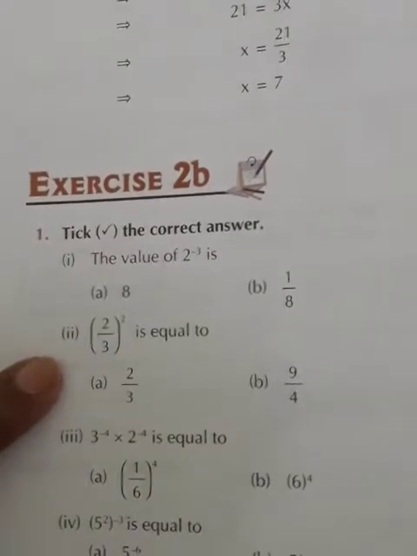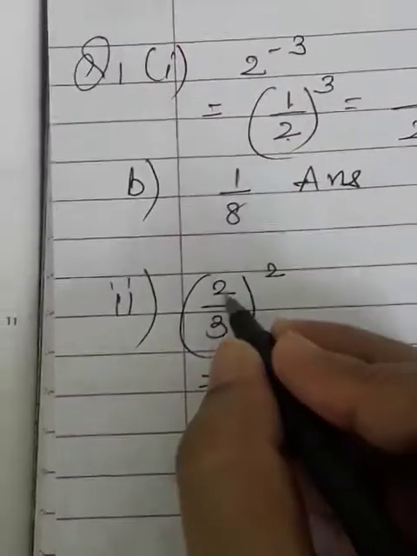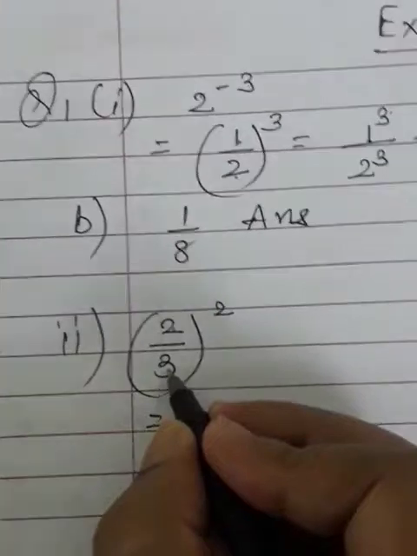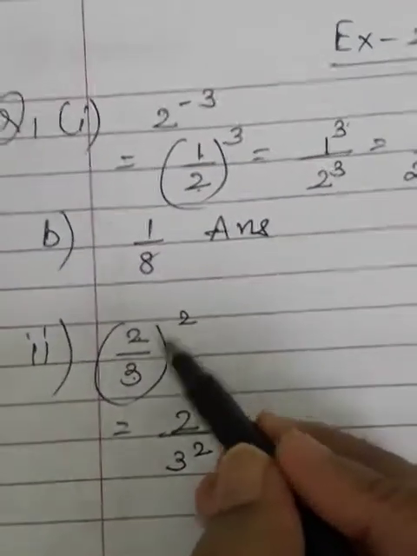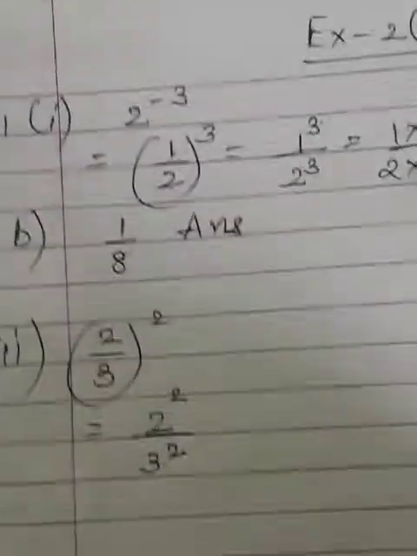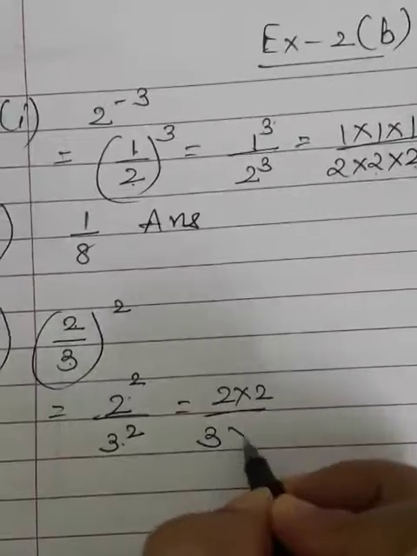Second part, 2 over 3 whole square is equal to. Okay. This means this square is for the numerator also and for the denominator also. So 2 square over 3 square. We can split the power with the numerator and denominator like this. 2 square means 2 into 2. 3 square means 3 into 3.